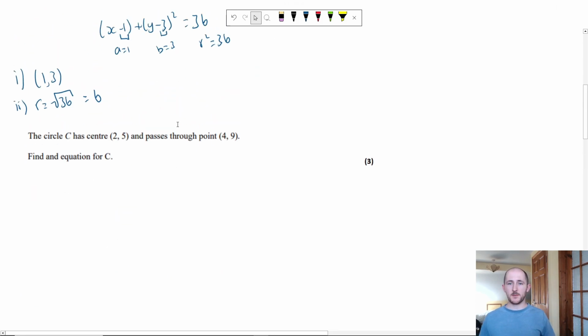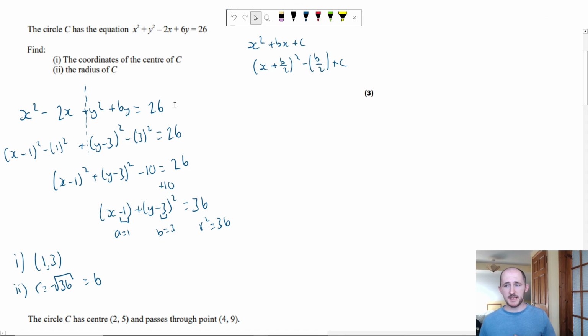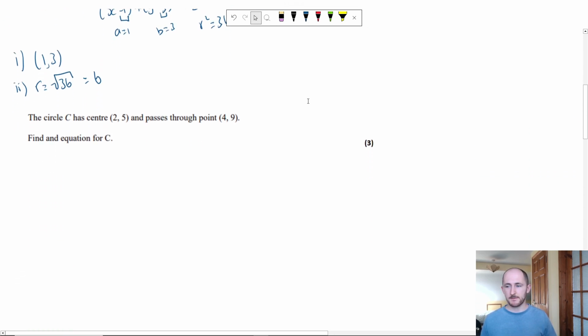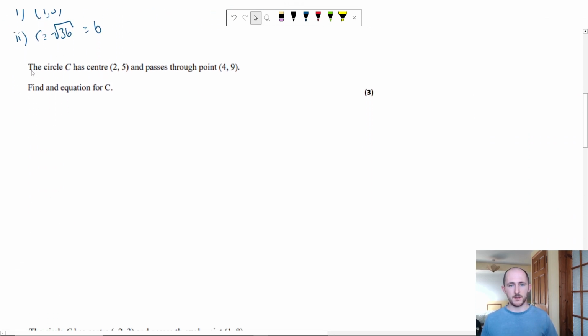So that first question we did was pretty much as simple as it can be. However, in your A-level AS mocks or in your A-level exams, they could chuck that at you. Just 3 marks, nice and easy, quick, quick, quick. The other 3-mark question they can ask you is they can give you the centre and say it passes through a point (4, 9). Find an equation for C.